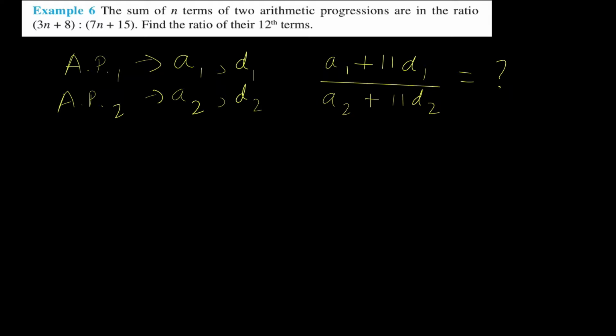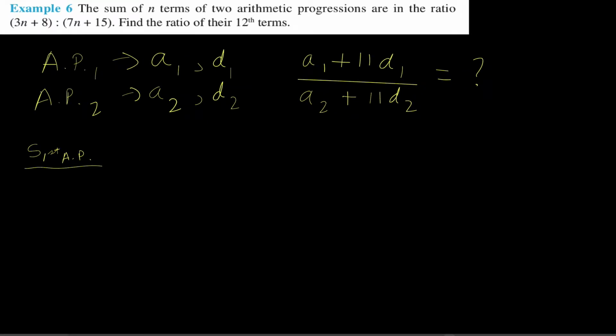We need to find this ratio, and what we are given here is the sum of n terms of two arithmetic progressions. Let's say we have the sum of the first AP divided by the sum of the second arithmetic progression. This is equal to (3n plus 8) divided by (7n plus 15). So this is given in the question.